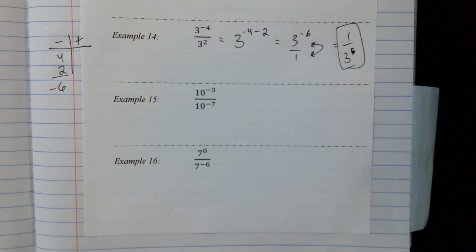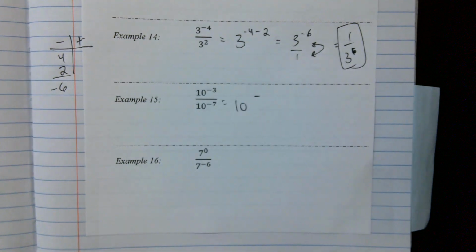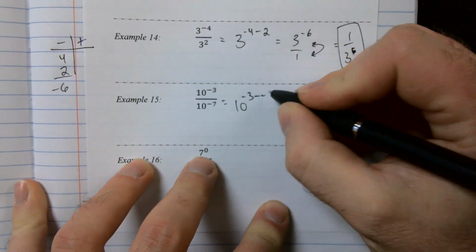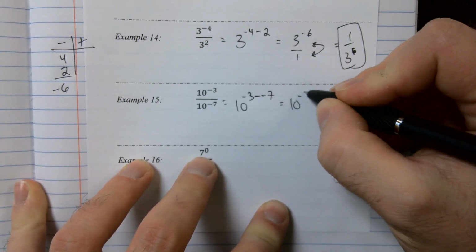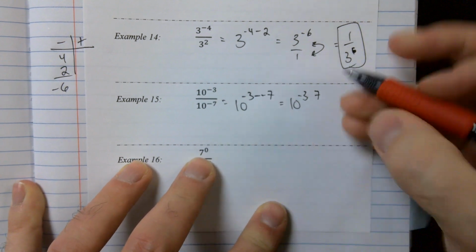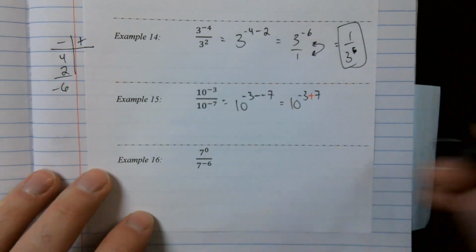Number 15, got a base of 10. I'm going to subtract. First should be -3. Good. Negative 3 minus what? Negative 7. What happens when I have two minus signs together? Make a plus. So now I've got negative 3 plus 7.